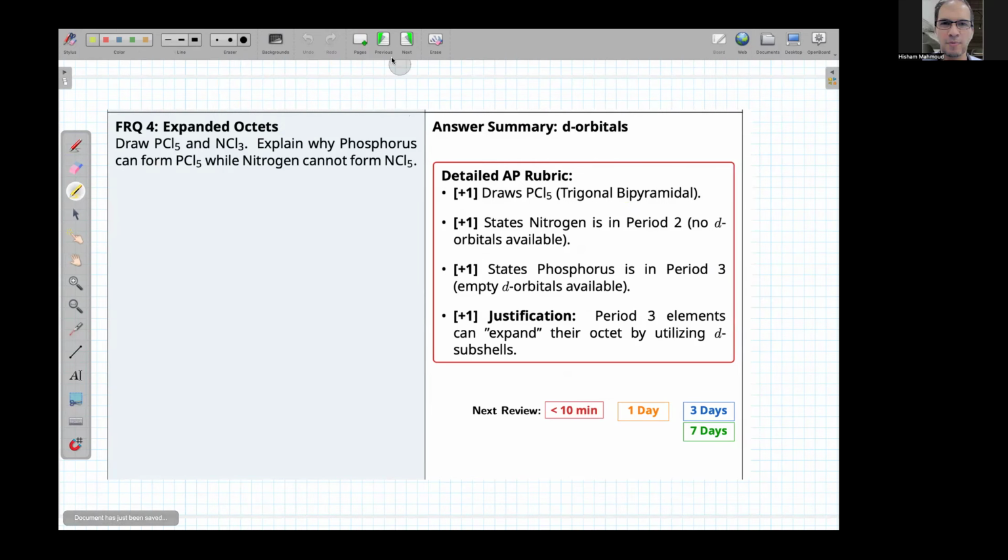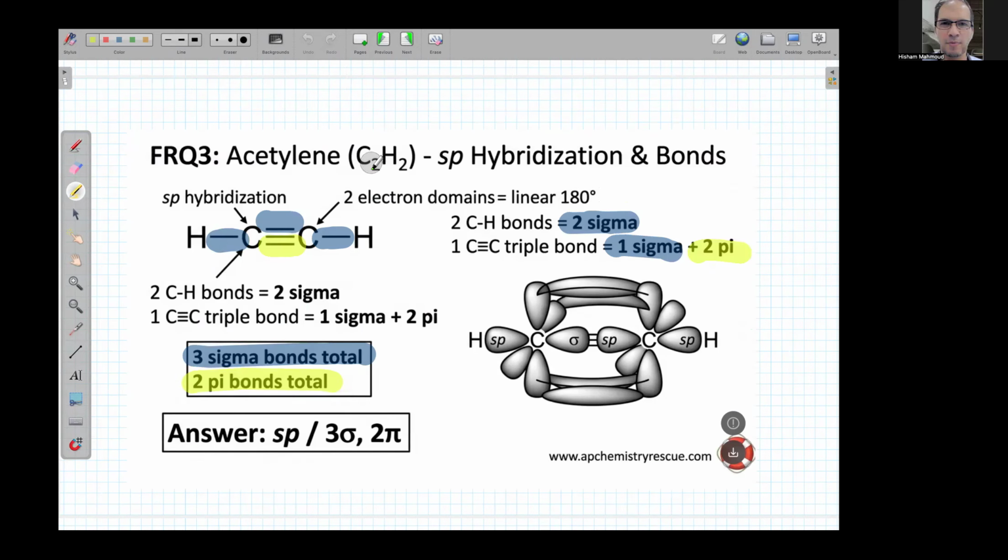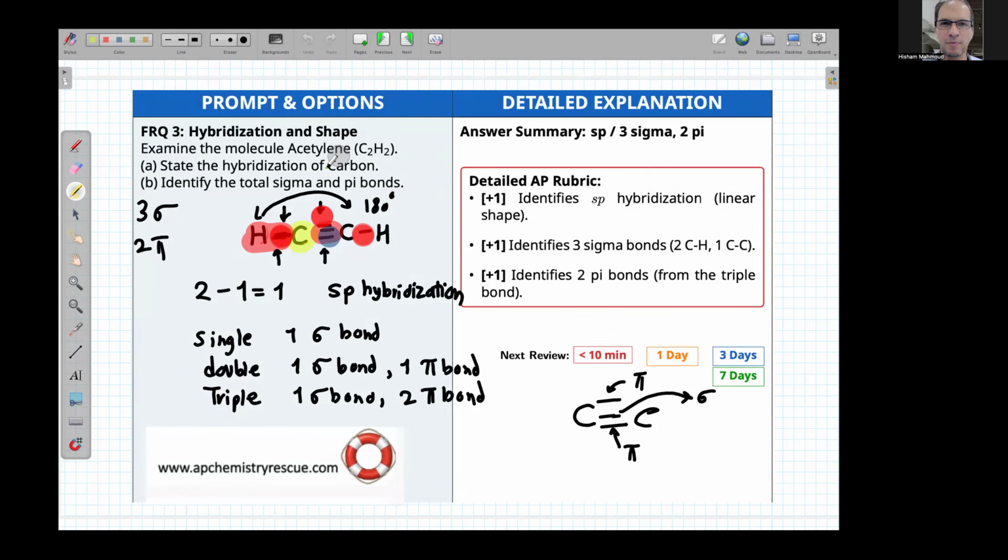So let's review the rubric. Identified sp, done. And we said that it's a linear shape. Identified 3 sigma bonds with correct breakdown. Identified 2 pi bonds from the triple bond. 3 points total and done.